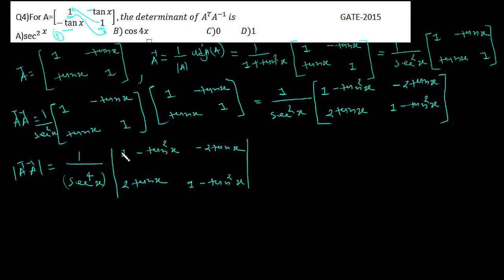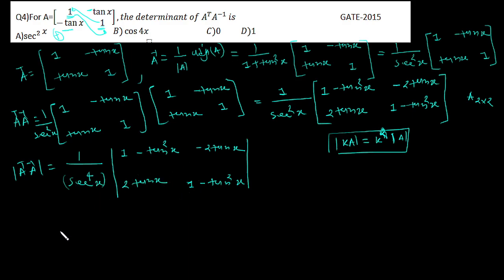Okay, so here we use the property that if we are finding the determinant of k times this matrix A, and if this A matrix has a dimension of 2 cross 2, then we can say that the determinant of k times A will be k square times the determinant of A. We have used this property here to find the determinant.